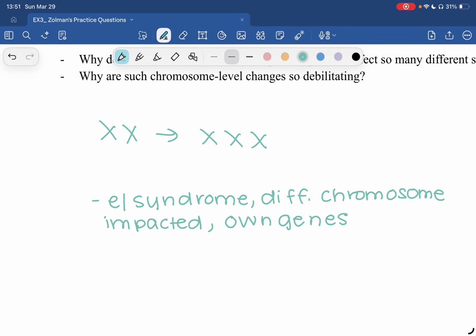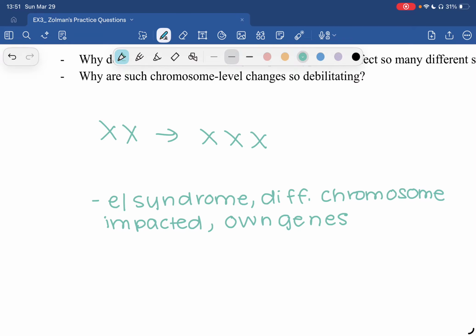So again, just remember that there's a wide range because each syndrome has a different chromosome with its own unique genes that are impacted. Therefore, the genes that are expressed on that chromosome are seen much more than others that only have 2 copies, in the example of trisomy 21.